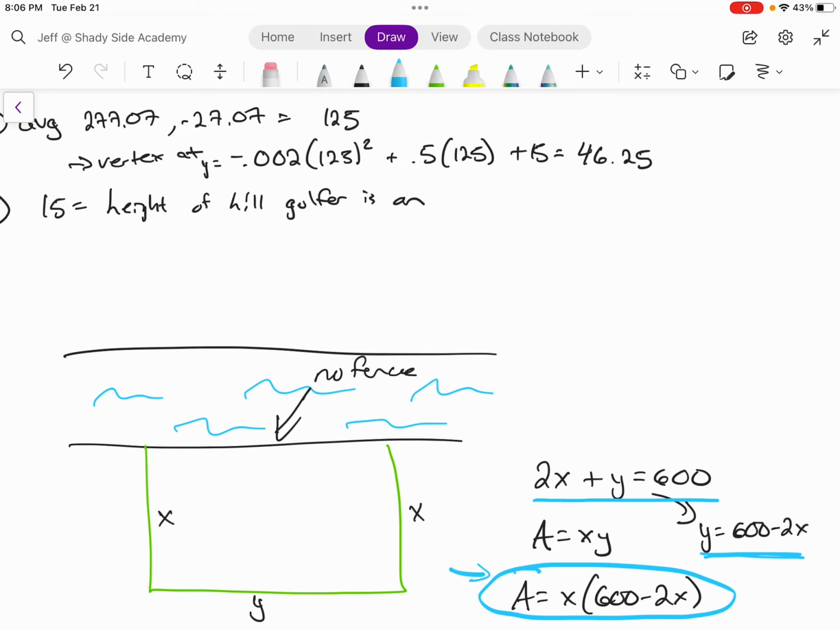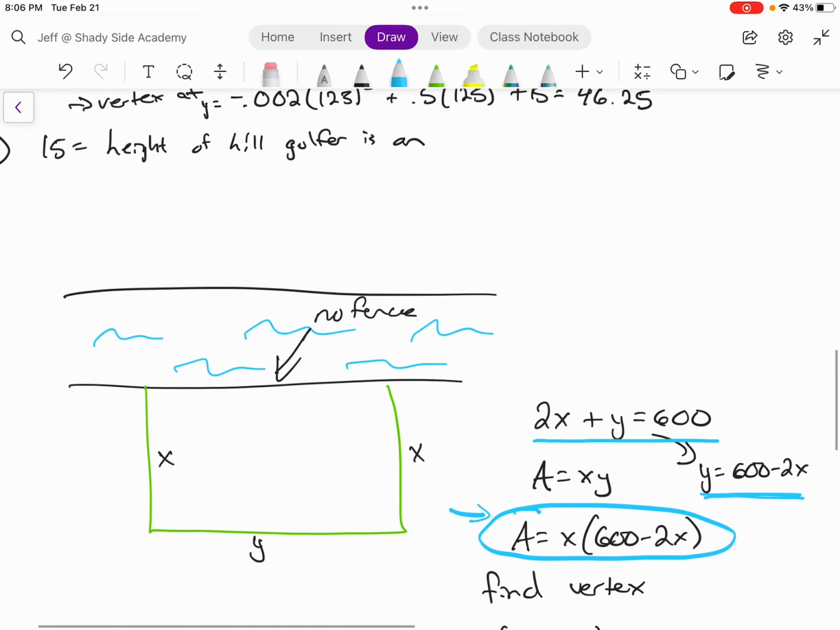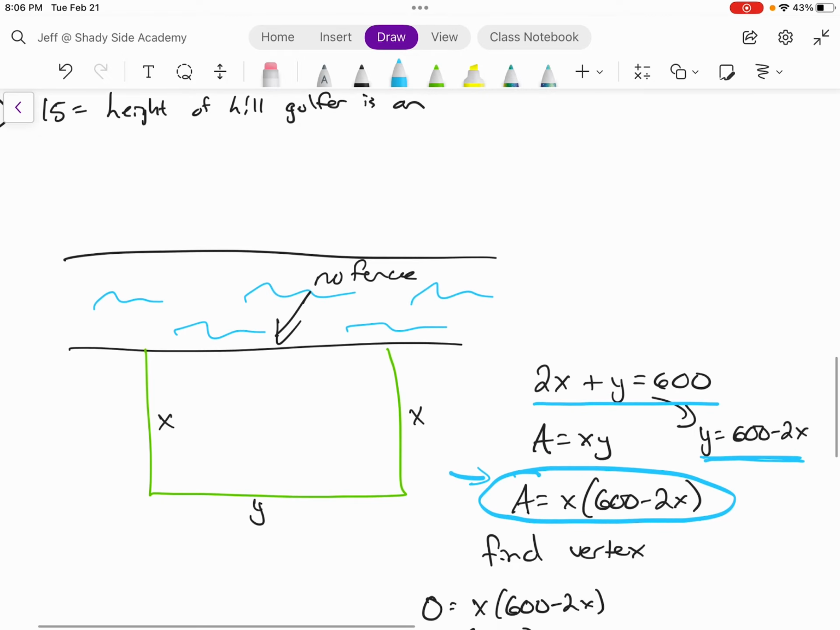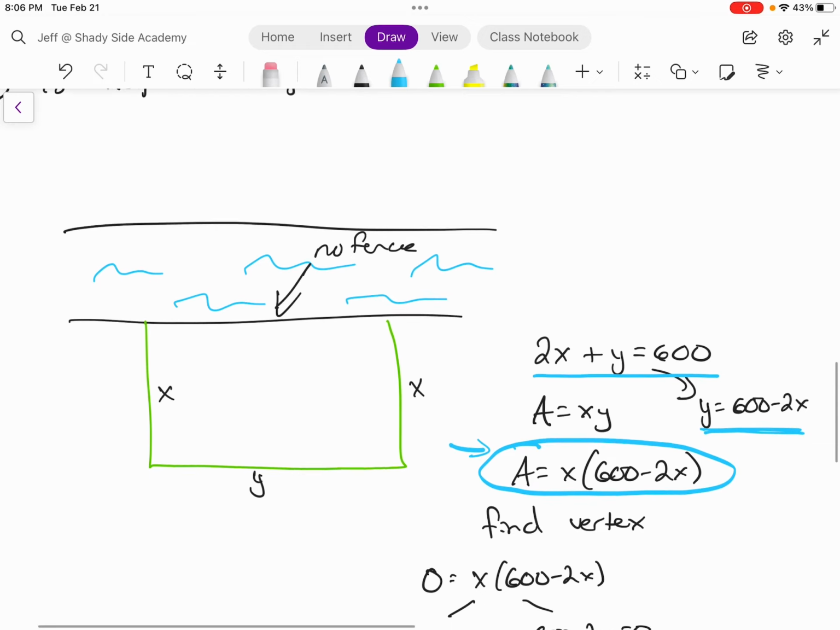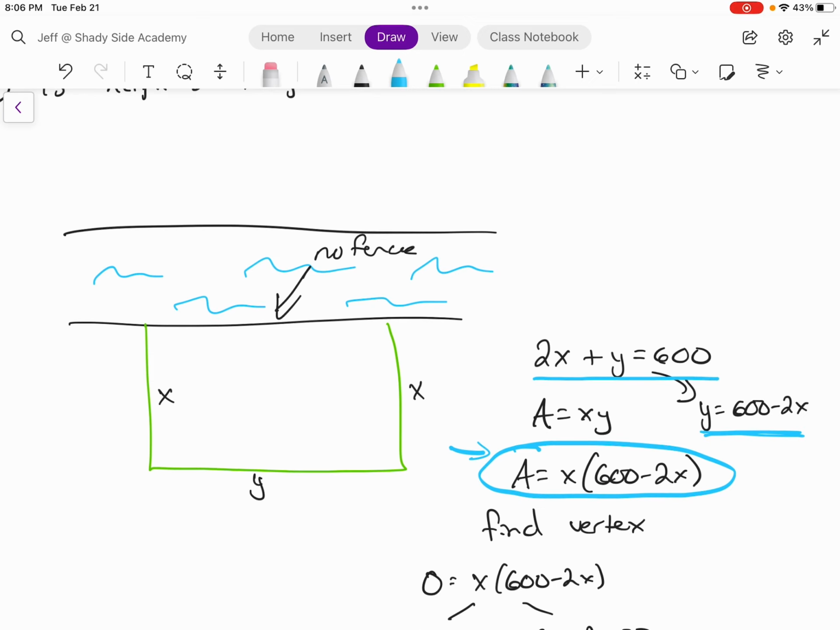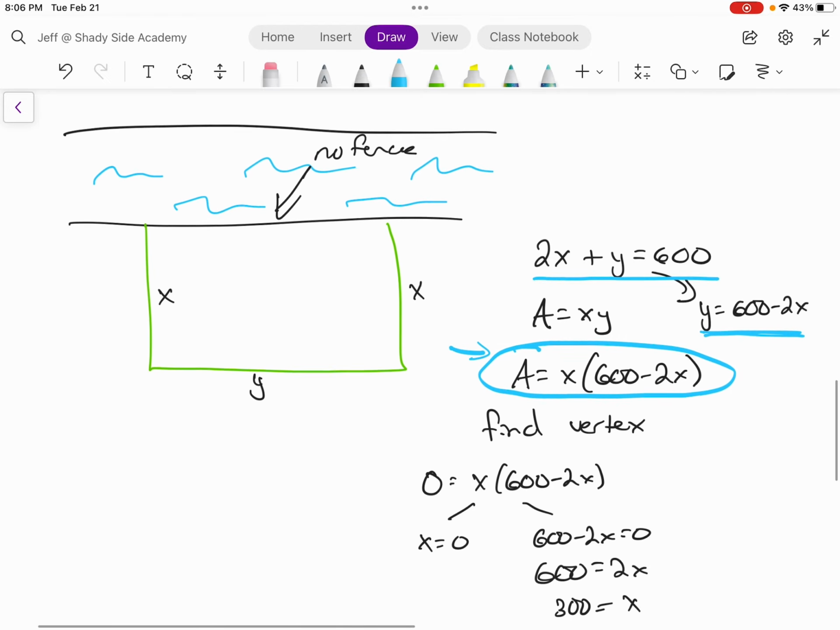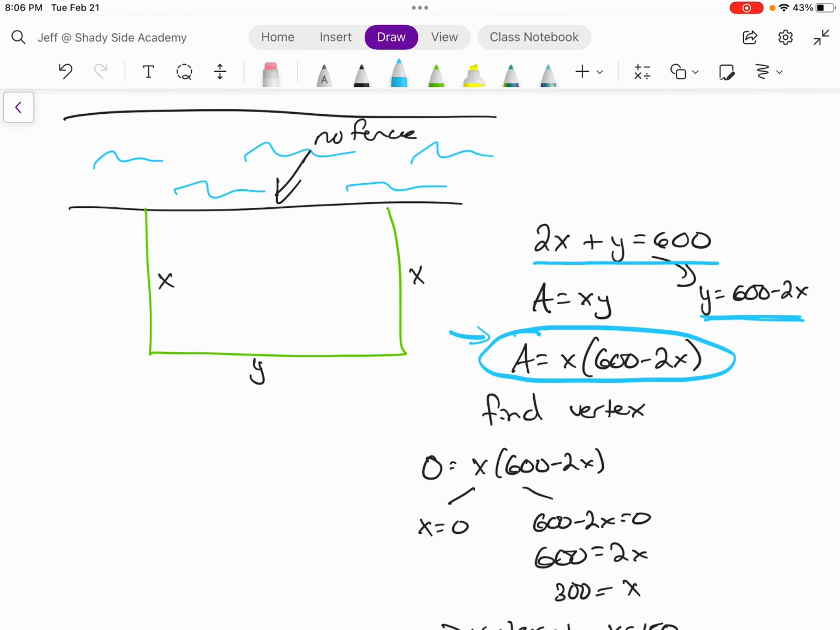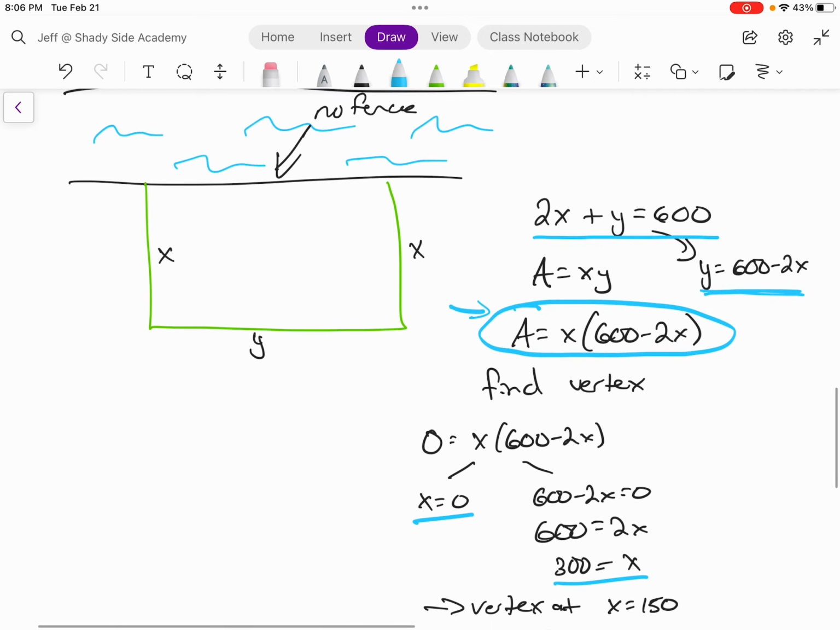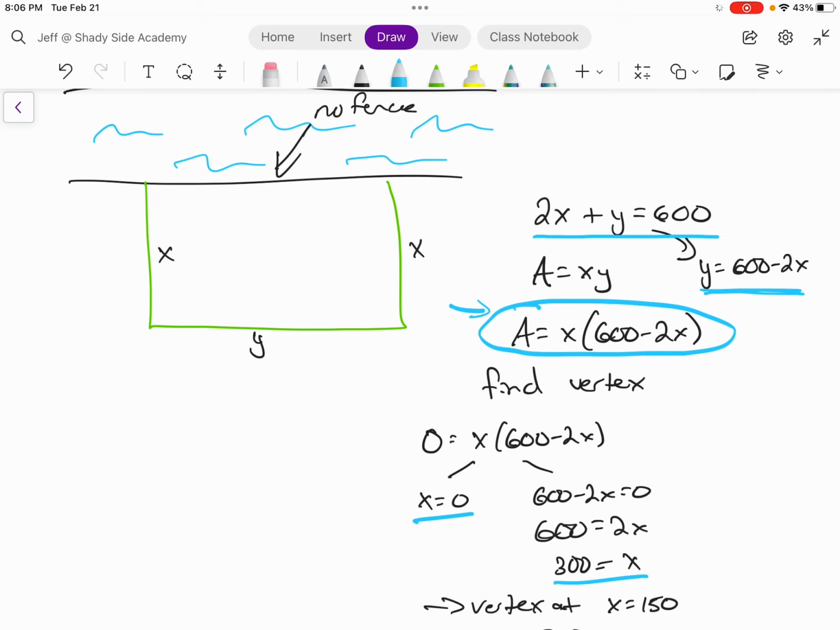So let's find its vertex. Okay, its vertex, right? We would find the x-intercepts, and we would average them to find the x-coordinate of the vertex. So this is already factored, no need to FOIL it out. I'm either going to have x is 0 or 600 minus 2x is 0. That yields x is 300. And so these are my intercepts, my area equation. And then I just need to find the middle of them, where the vertex is at x equals 150, because that's the average of 0 and 300.